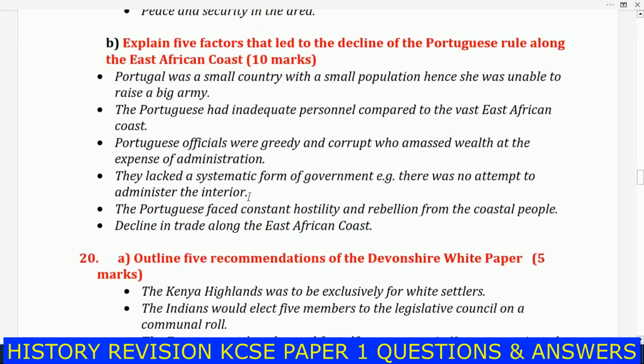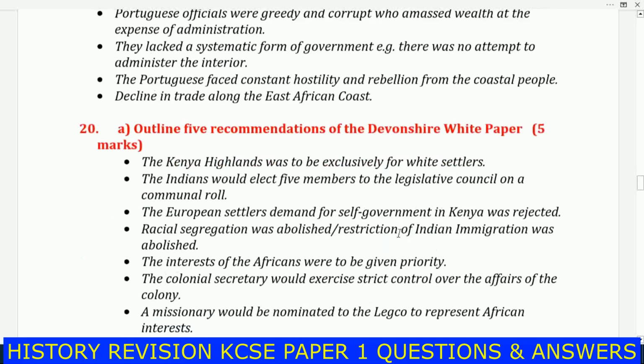Next, they lacked a systematic form of government, e.g. there was no attempt to administer the territory. Next, the Portuguese faced constant hostility and rebellion from the coastal people. Next, decline in trade along East African coast.